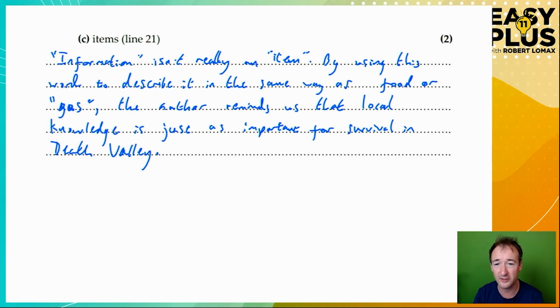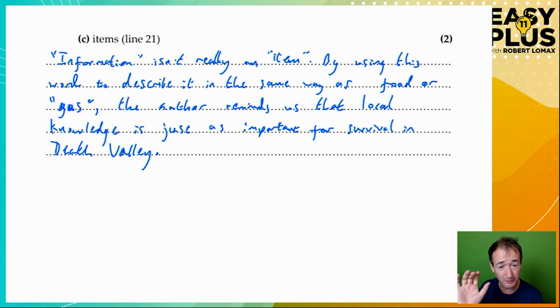By using this word to describe it in the same way as food or gas, the author reminds us that local knowledge is just as important for survival in Death Valley. Notice also that I've said local knowledge here rather than repeating the word information to indicate my understanding of what the word information actually in practice means here. And that's it. This is a really full explanation.